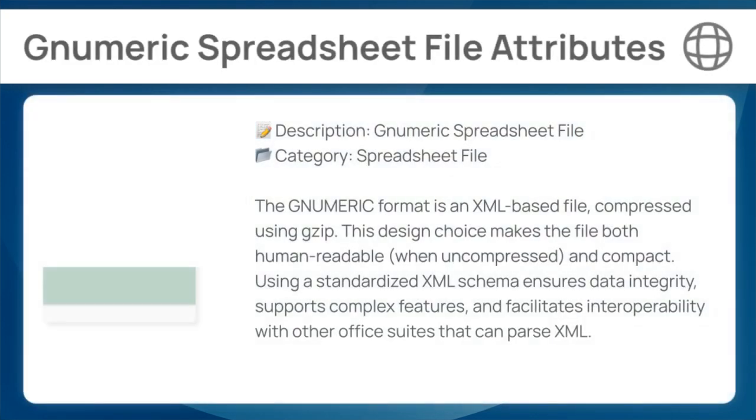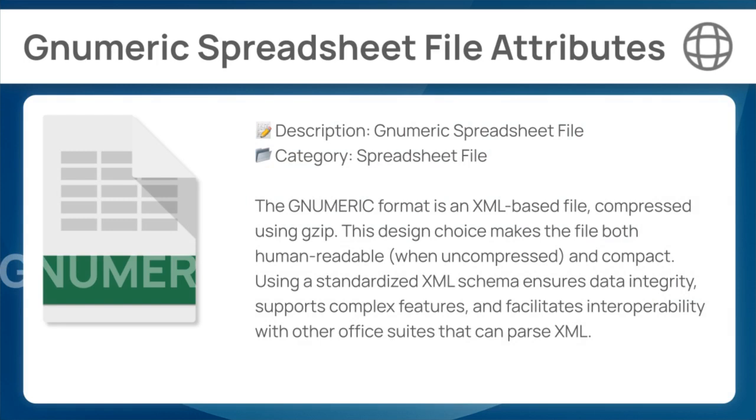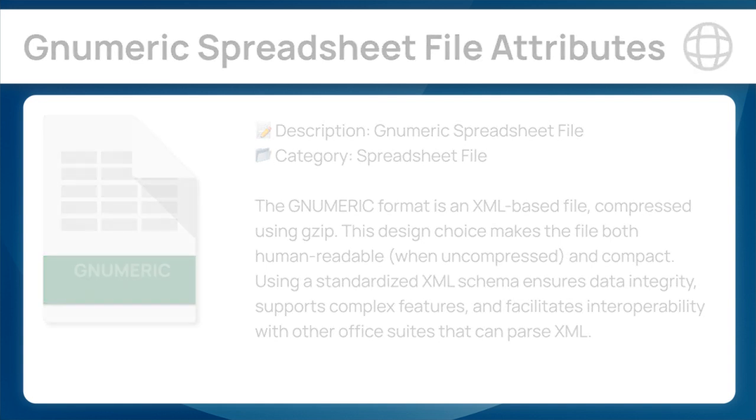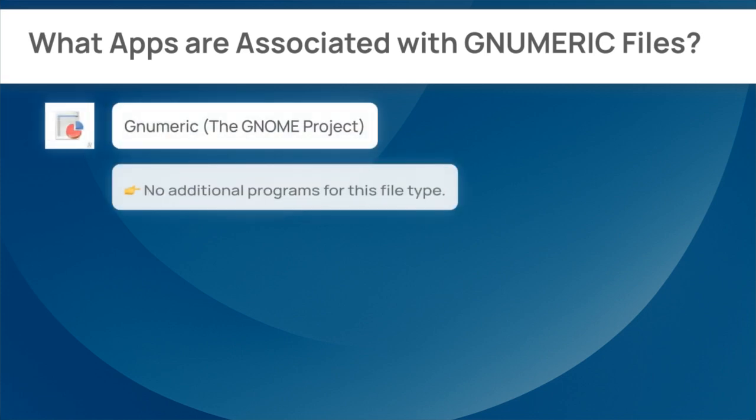The Gnumeric format is an XML-based file compressed using gzip. This design choice makes the file both human-readable when uncompressed and compact. Using a standardized XML schema ensures data integrity, supports complex features, and facilitates interoperability with other Office suites that can parse XML. For full accurate reading of Gnumeric data, rely on Gnumeric by the GNOME project.